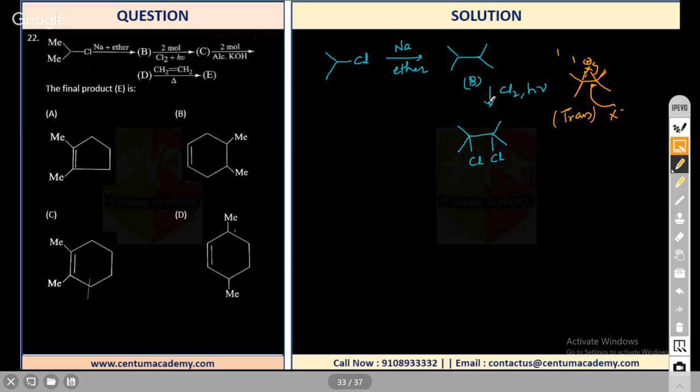Now what happens next, when you add alcoholic KOH, 2 moles of alcoholic KOH? We know it gives what? It gives alkene, right? So a double bond will form here, a double bond will form here. So we'll get this as the product, plus 2 KCl goes out. Now the last step we have what? This reacts with ethene, CH2=CH2. Now this reaction is what? We call it the Diels-Alder reaction.